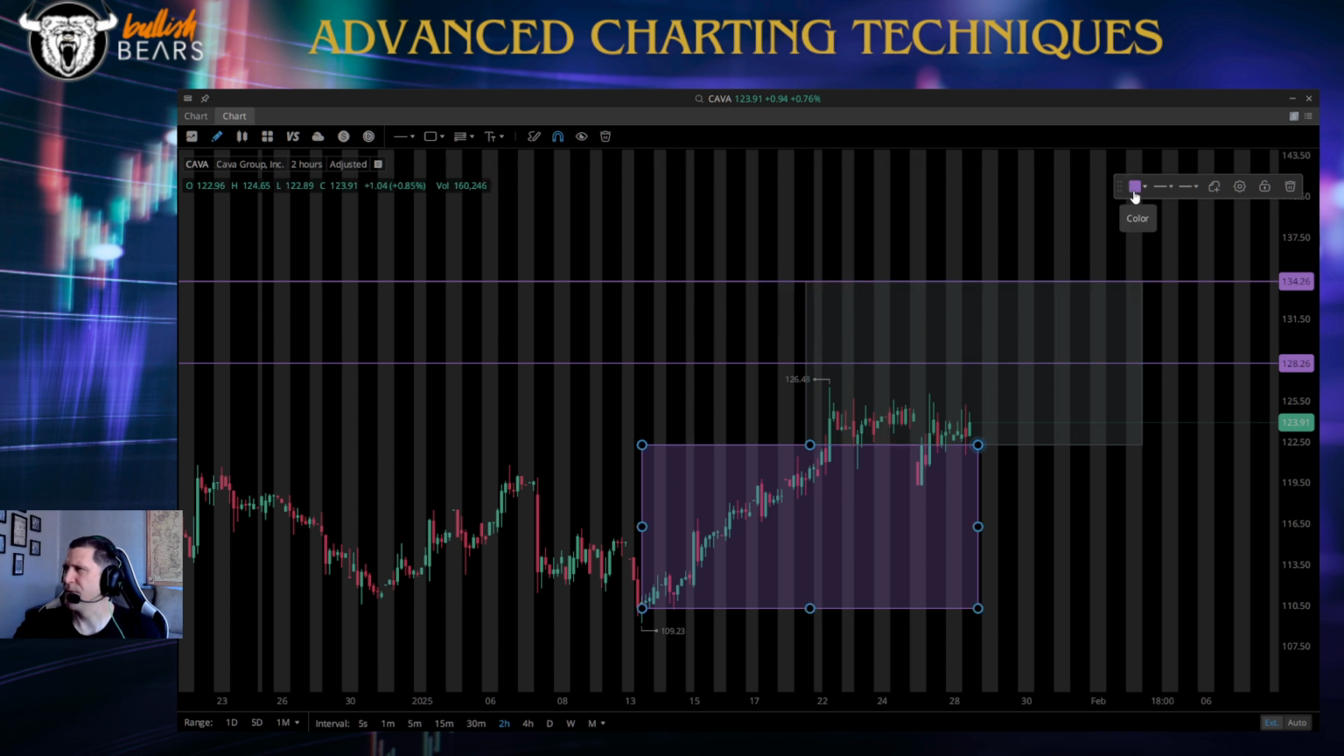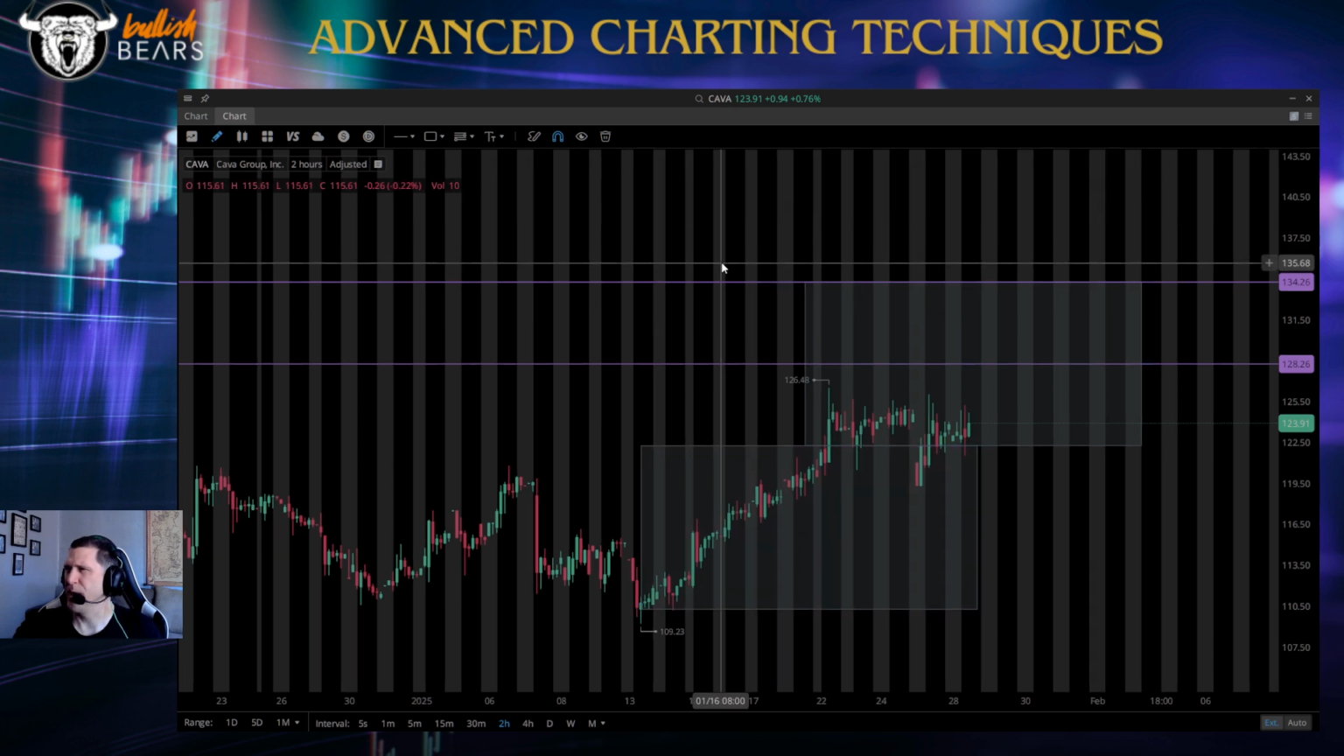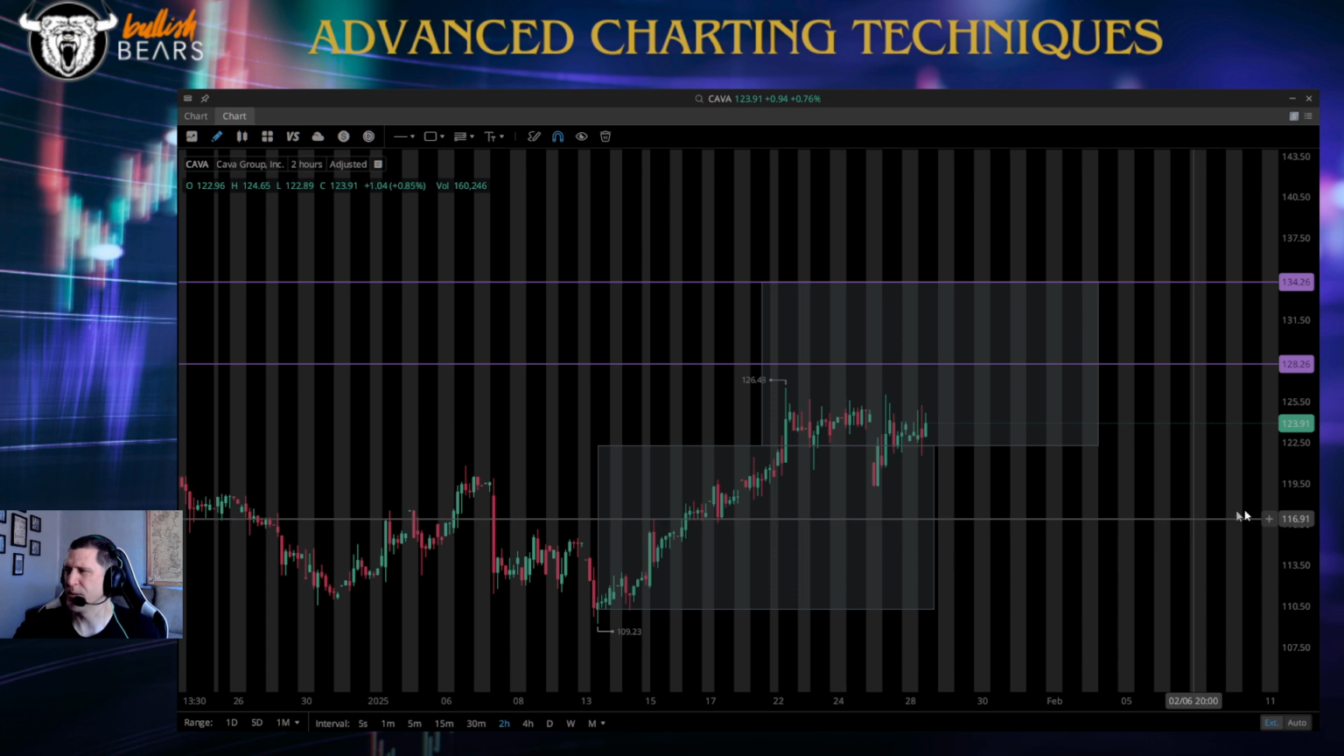It keeps it off of your headache-causing glaring brightness, and gives you a chance to see the price or see the candles or see the forest through the trees, so to speak. So let's look at this breakout target.